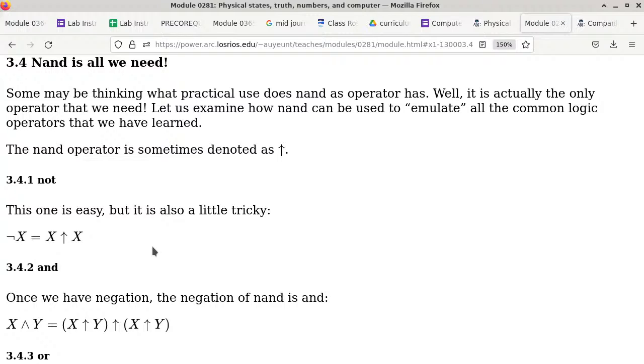Why is it spelled N-A-N-D? Yes, go ahead. Not and, right? Okay, so very good. So it's the negation of an and.